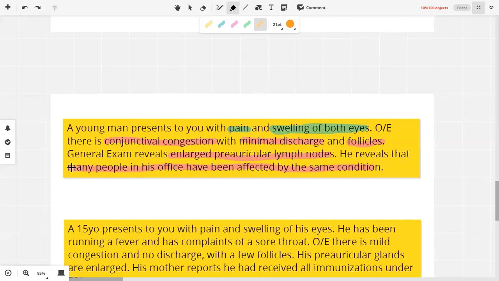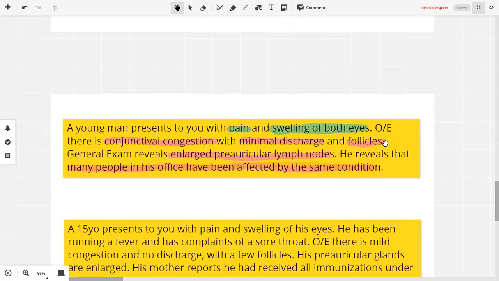Many people in his office are affected by the same condition. Now, symptoms and the signs. We know that this is a conjunctival lesion. There is conjunctival congestion, minimal discharge, and a presence of follicles. So if we apply that whole flowchart above, in the presence of pain, minimal swelling, conjunctival congestion, and follicles, what do you think is the etiology?